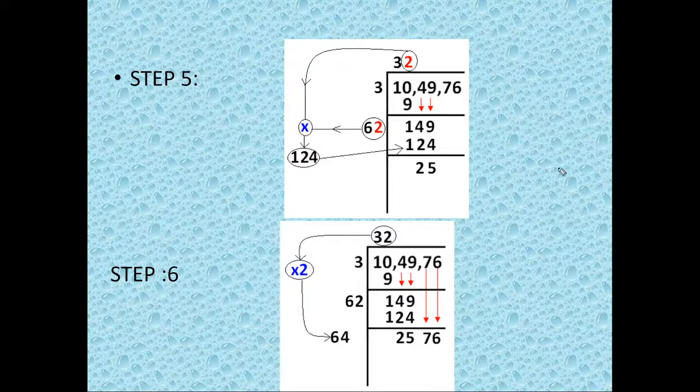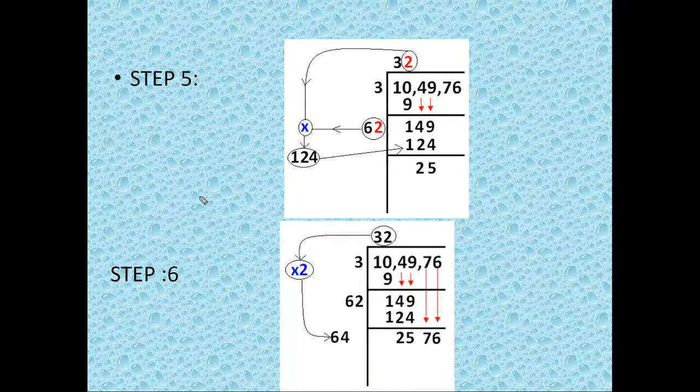63 into 3 is 189. You can pause the video, okay? Yeah, 63 into 3 is 189. So what is the rule? Basically, we should not take a number greater than 149. Here 189 is greater than 149, right? So we should take a number lesser than 149, which is 124. 62 into 2 is 124.